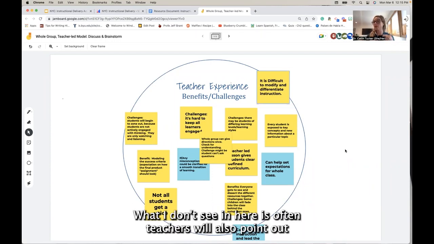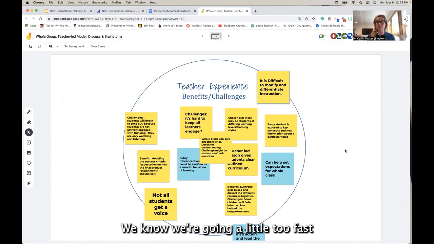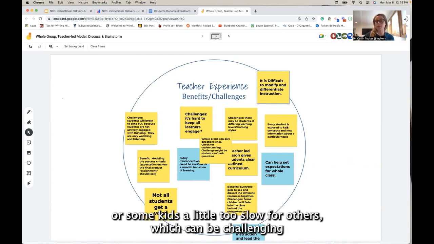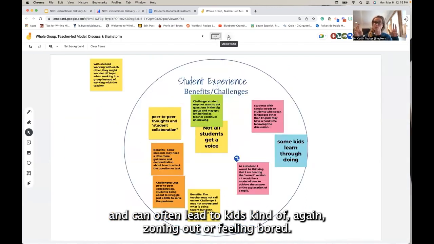What I don't see in here is often teachers will also point out it's hard to pace it perfectly for everybody, right? We know we're going a little too fast for some kids, a little too slow for others, which can be challenging and can often lead to kids, again, zoning out or feeling bored.